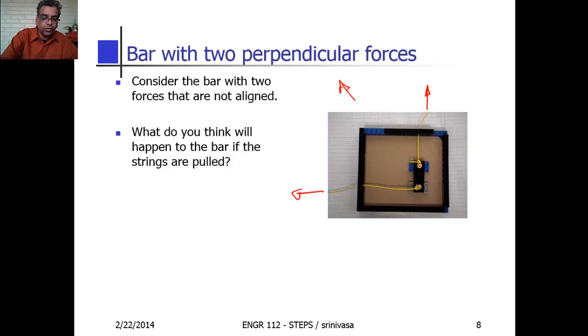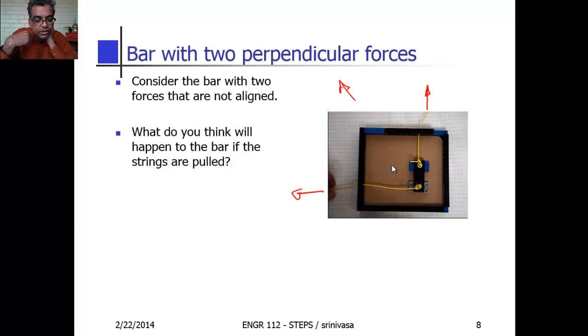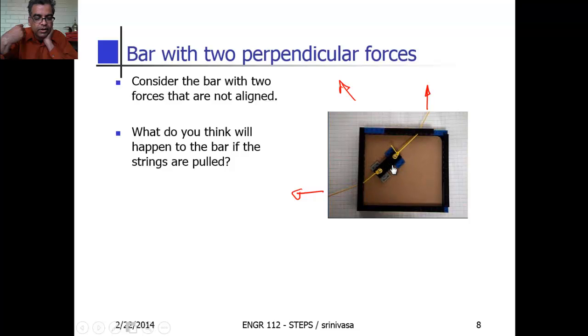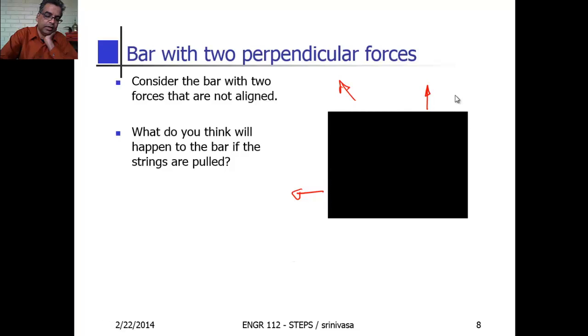And because the two forces are not acting along the same line, you might find a net torque, you might rotate. So if I pull these two strings, what do you think will happen? Okay, so let's see what will happen. Watch, I'm going to pull them. There, pull, pull, pull. Did you see? It went all the way until the thing got aligned like that.